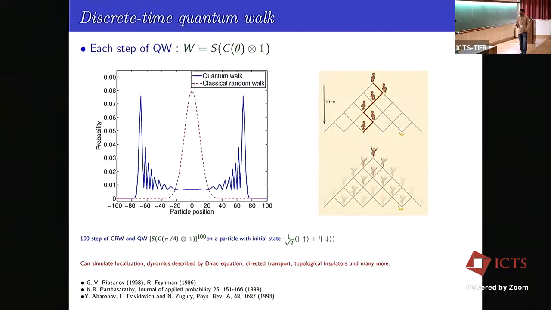But from a simulation perspective, quantum walk can simulate localization effects, which are seen in condensed matter systems. It can simulate the dynamics of the Dirac equation, directed transport, and also topological insulators. When I say that it can simulate, it means that there are experimental results which have actually used this algorithm and simulated them over the last few years. The idea of evolving a particle in superposition came in 1986 by Feynman, and it has evolved over time with more input into it and an operational approach for that.